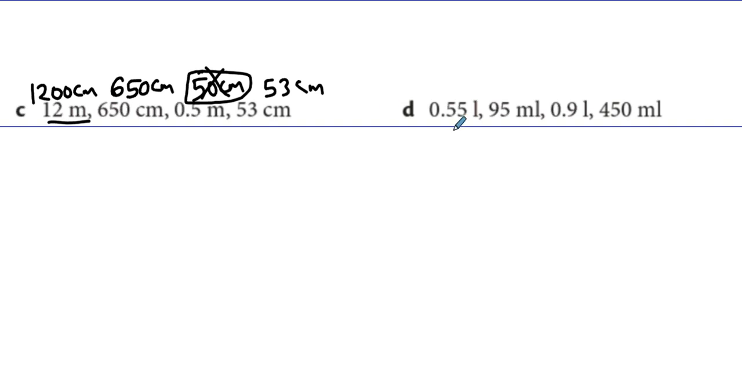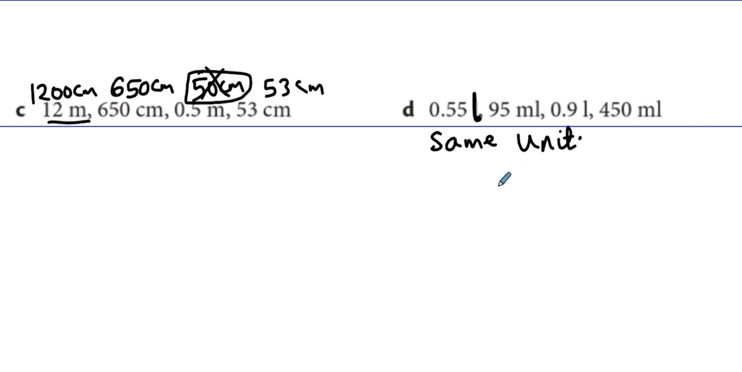Part D is 0.55. This is not 1, this is L, which stands for liter. So 0.55 liter, 95 milliliters, 0.9 liter, 450 milliliters. So here we have to change those units into the same units. So maintain the same units.